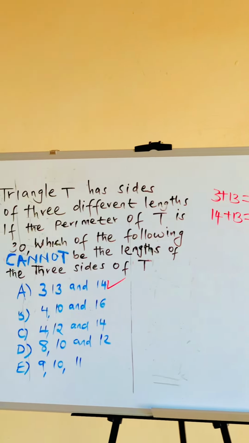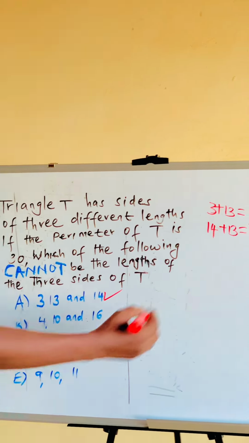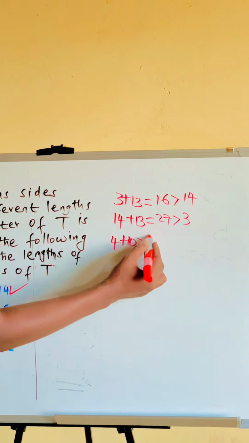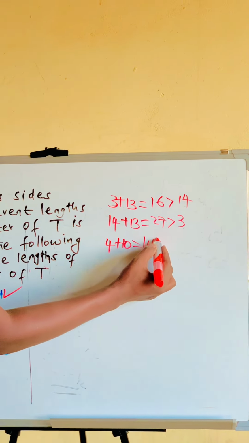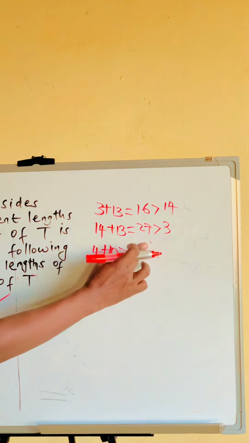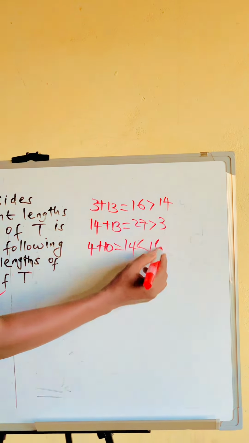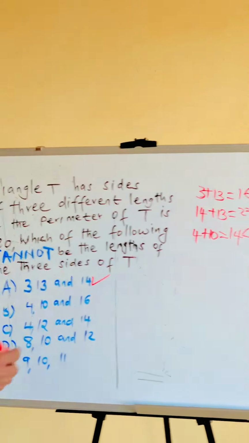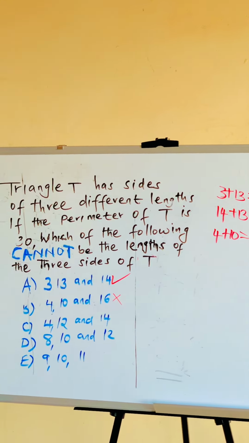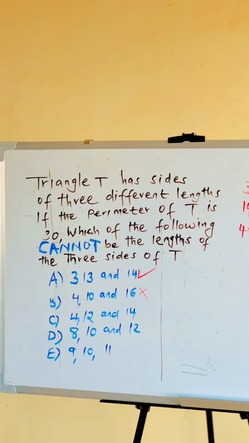If we go to answer choice B, the side 4 and the side 10 added together, we get 14, which is less than the side 16. Therefore, clearly, answer choice B does not meet the requirement of the triangle inequality theorem.